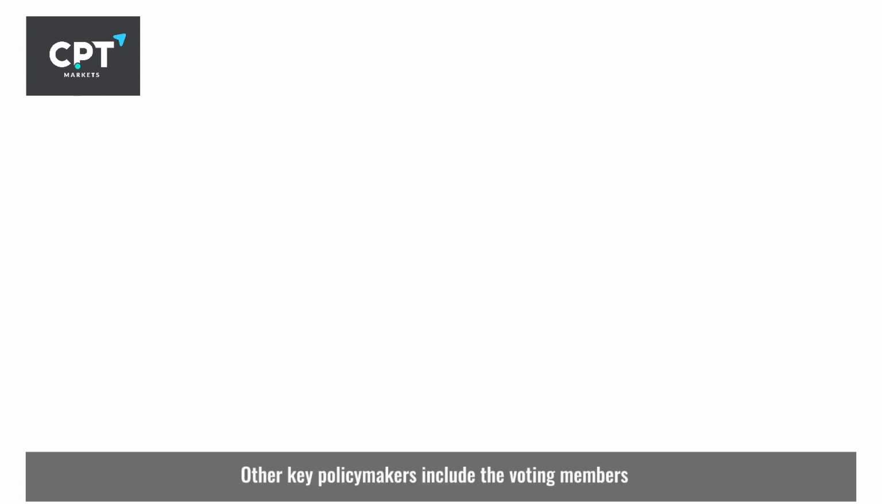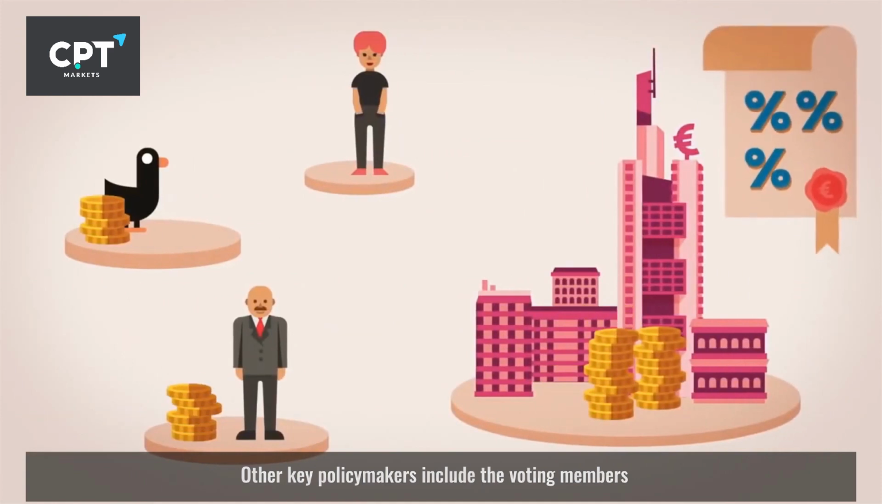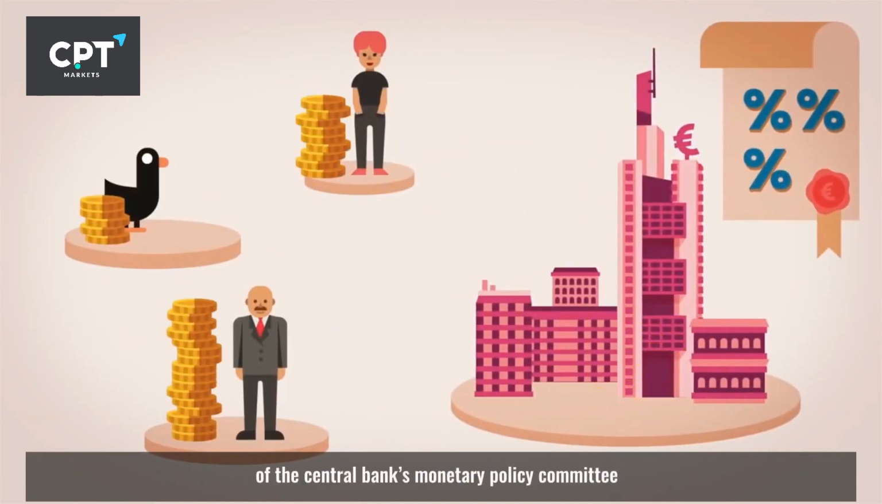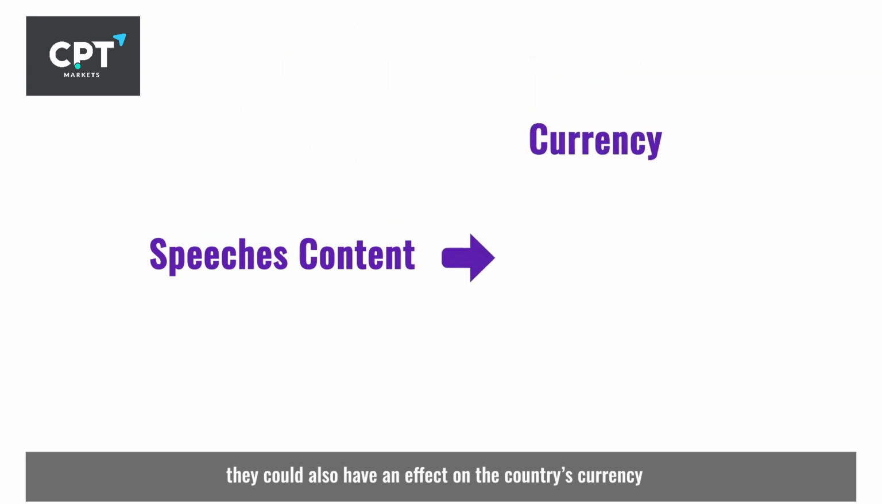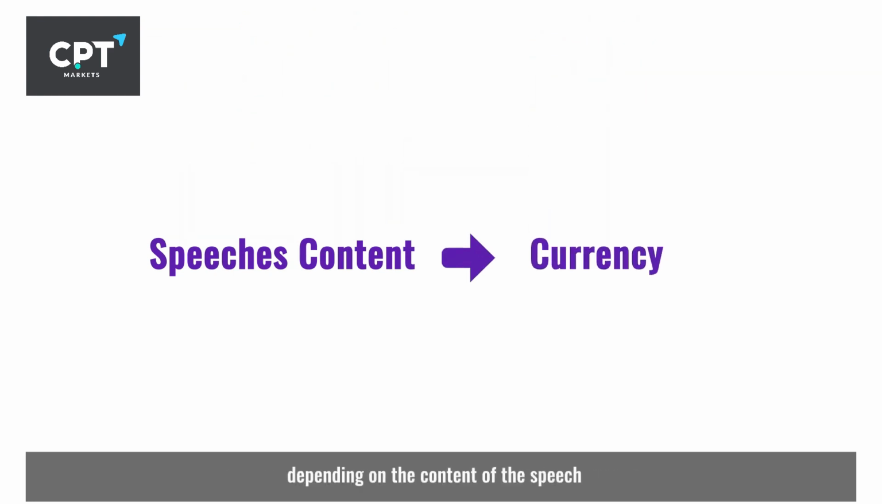Other key policymakers include the voting members of the central bank's monetary policy committee, and while their speeches may not carry the weight of a central bank governor, they could also have an effect on the country's currency depending on the content of the speech.